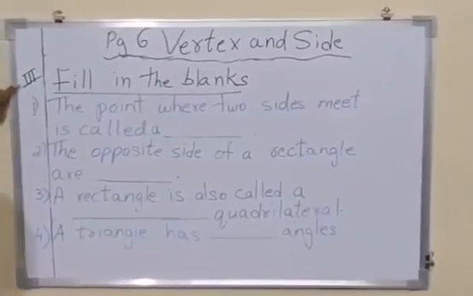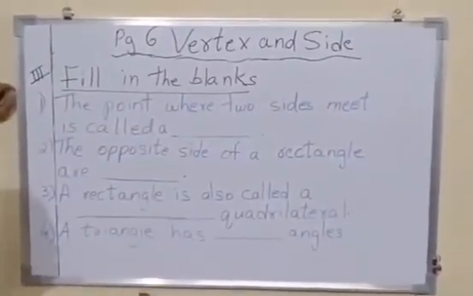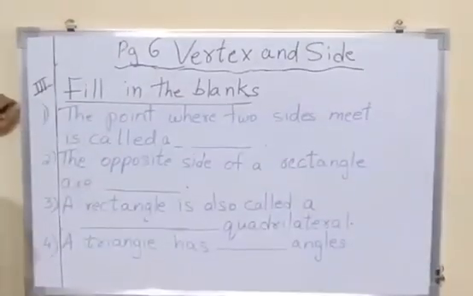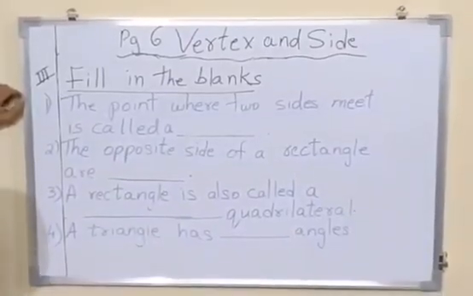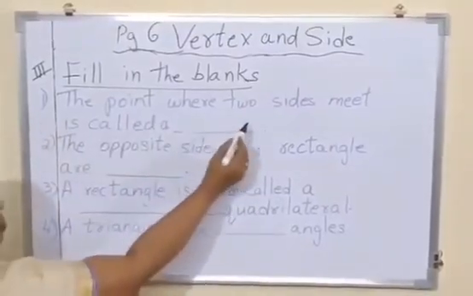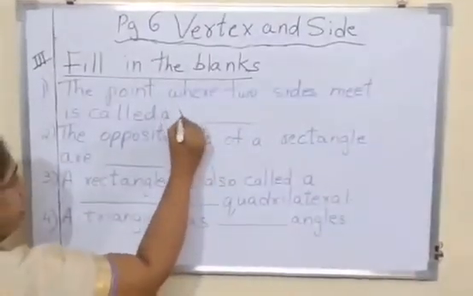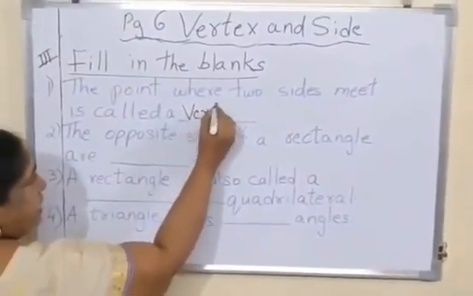Children, now your third question is fill in the blanks. This also you are going to write. If you have space in your notebook, you write below that. If you do not have space, you will write on the next page. Now let us see the first fill in the blank. The point where 2 sides meet is called a dash. The answer here will be vertex.